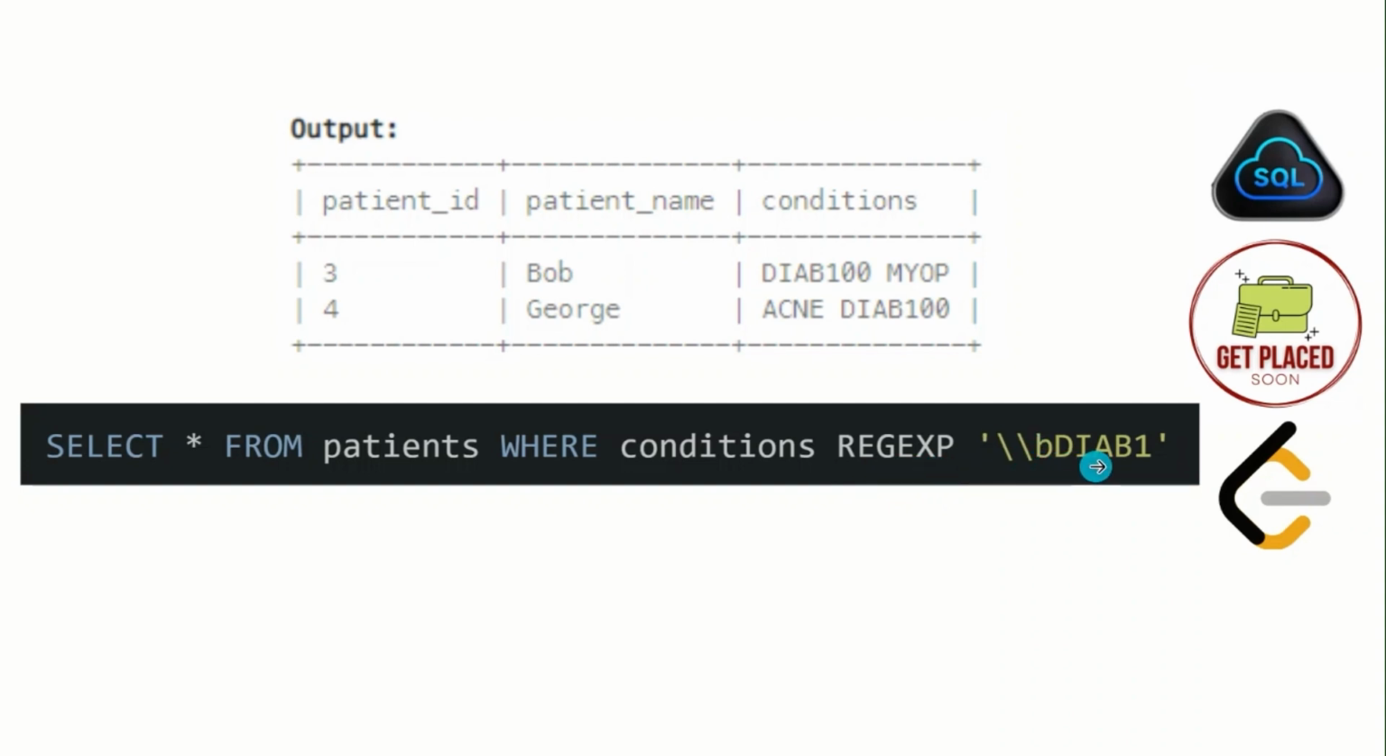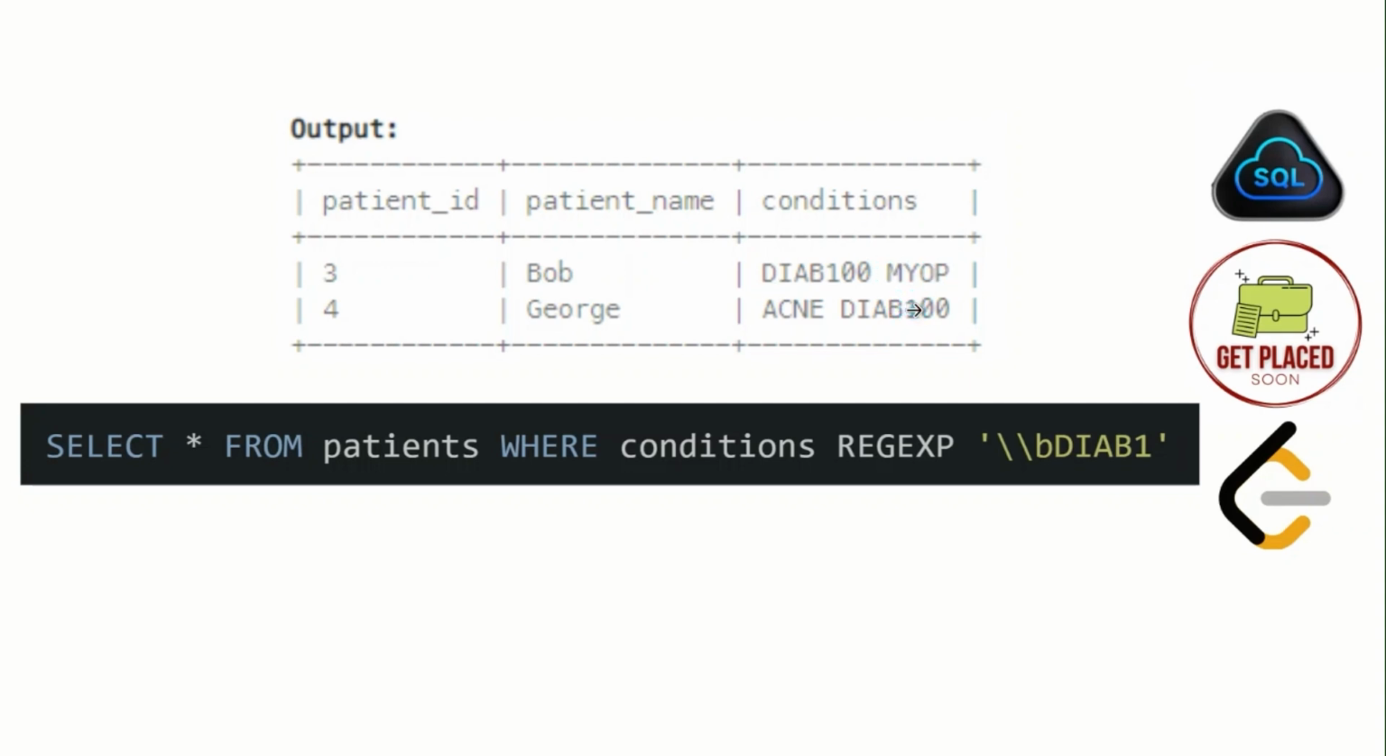\\B DIAB1. So DIAB1 is what you know. This is DIAB1. Now what is \\B? This is something you need to know. So whenever you are using regular expression REGEXP, we have these symbols. Now \\B is like an anchor in regular expression. So what it does, it matches the position where the word starts with DIAB1 or it ends with DIAB1. So it doesn't matter if the word is starting or ending with DIAB1.